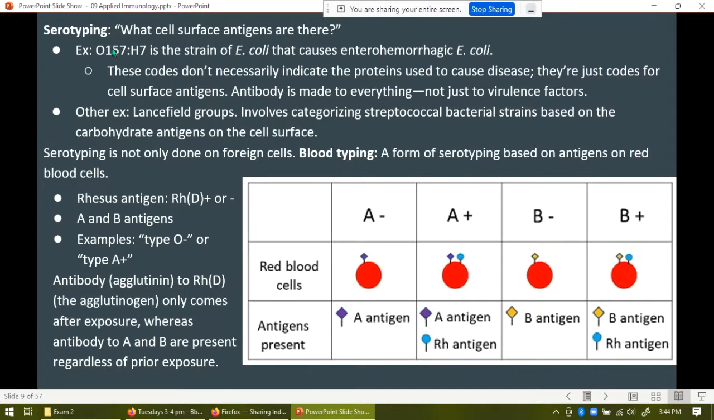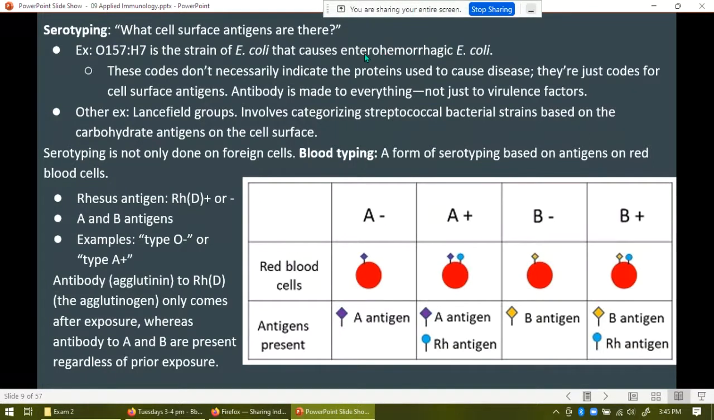coli cell, typically they look at the O antigen and they look at the H antigen, which is on the flagellum. So O157 is the 157th discovered O antigen from E. coli, and H7 is the 7th flagellar antigen that they discovered of E. coli. And O157H7 is the strain of E. coli that is known to cause enterohemorrhagic E. coli.